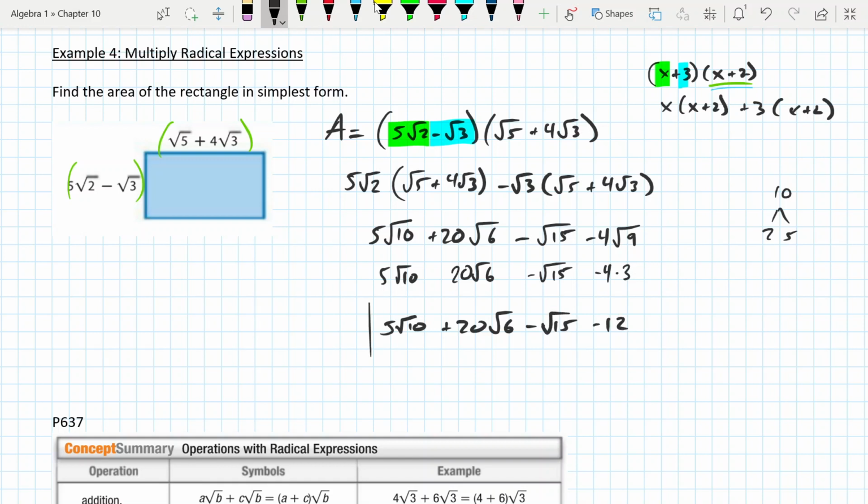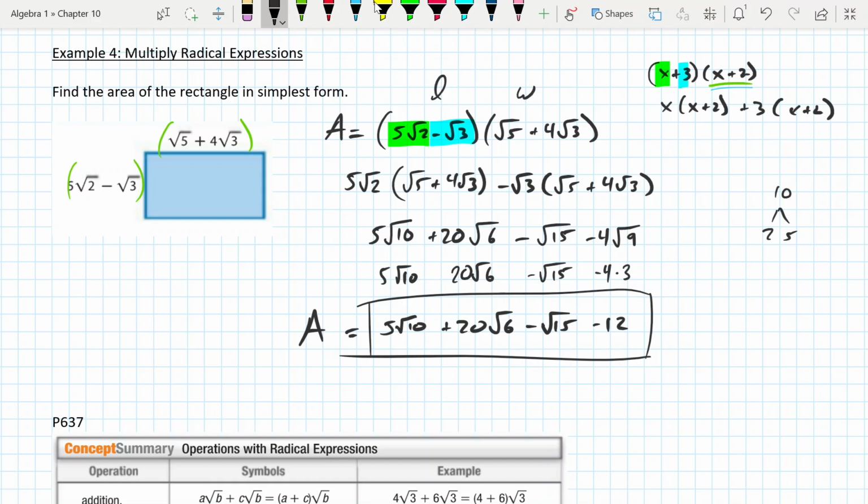No like terms to combine there. Sometimes you will have like terms and you'll have to combine them all together. You just have to kind of watch out for it. But that's the area of that rectangle. I just multiplied the length and the width. The length and the width just happen to be very unfriendly numbers instead of like 8 and 6, right? It's the same process, it's just a little bit more complicated now. But something we can totally do.